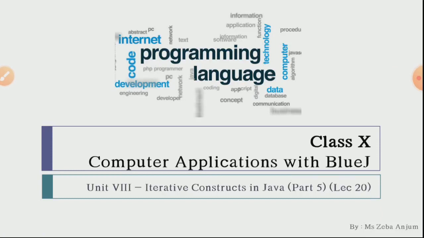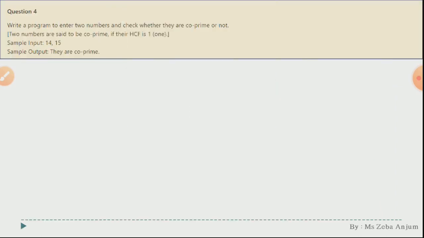Students, in the previous lecture, we were discussing some unsolved Java programs. So basically, this is the fifth part of unit number 8, in which we are going to discuss the remaining questions of your exercise portion. The first three questions we have already discussed in the previous videos. Now, let us start with the fourth one.